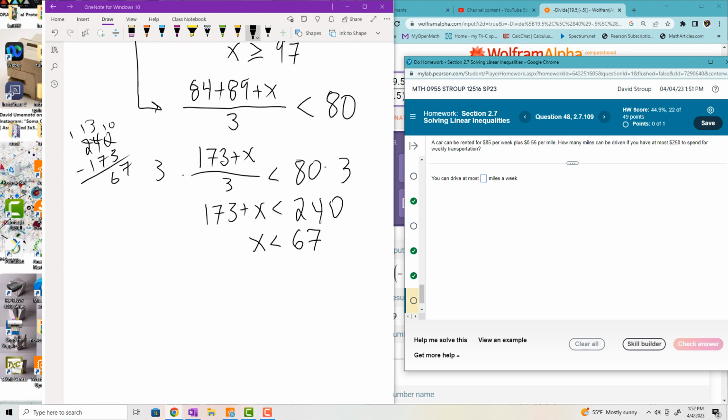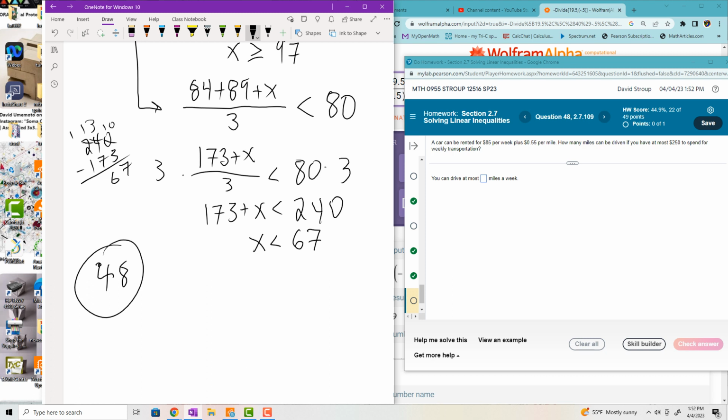Then we have some problems that are good. If you have a certain amount to spend, you want to know how far you can drive if you rent a car, that kind of idea. So here, a car can be rented for $85 down for the week, plus a variable rate of 55 cents per mile. How many miles can you drive if you have at most $250 to spend? Okay, so you set it up like an inequality.